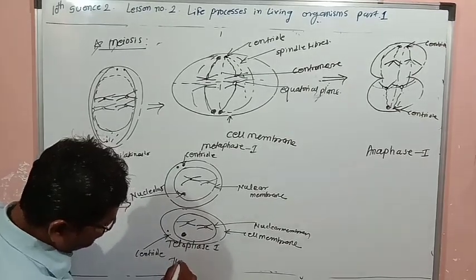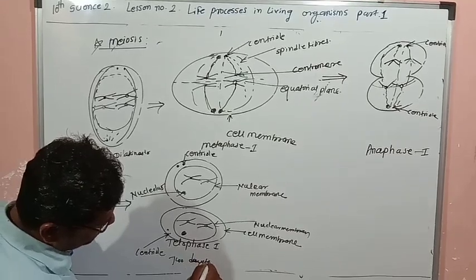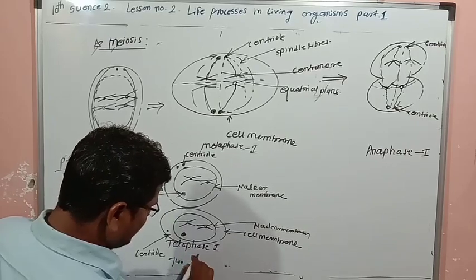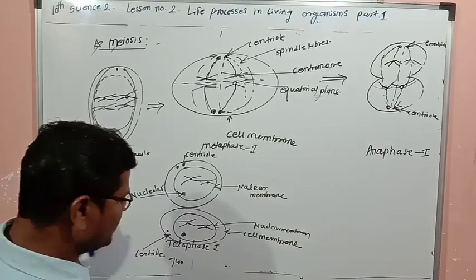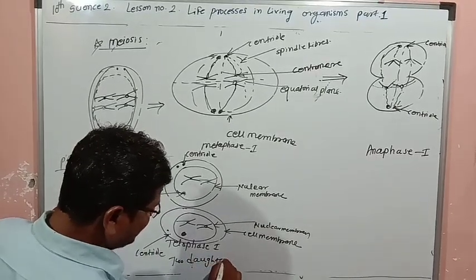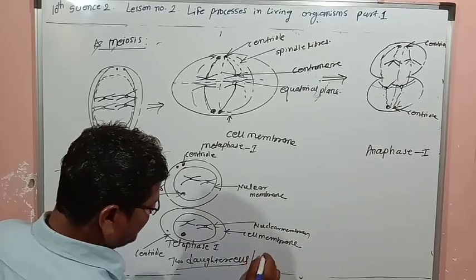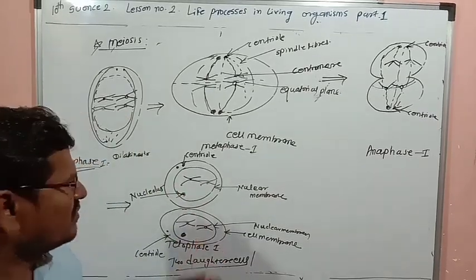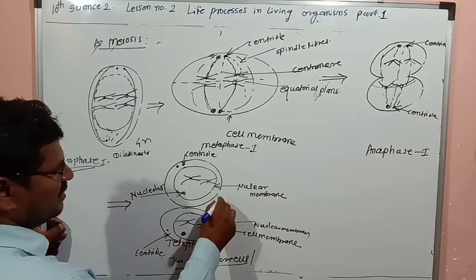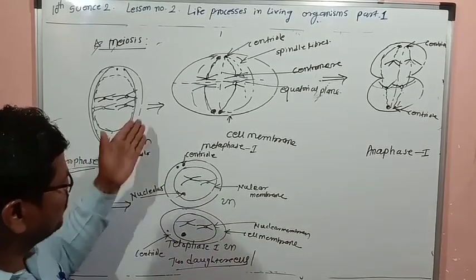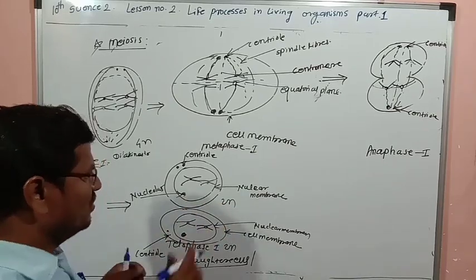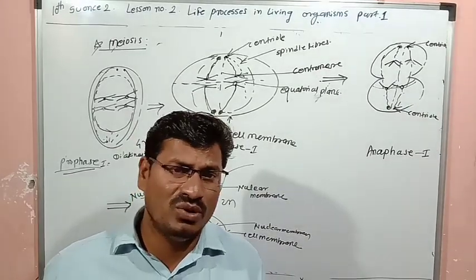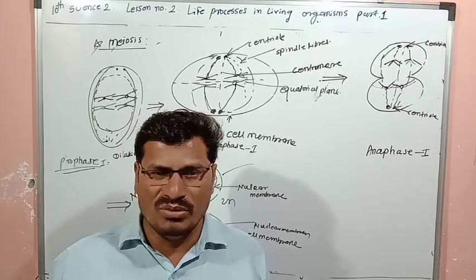What is produced? Two daughter cells, or haploid cells, are produced. Suppose we say daughter cells are produced, and these are haploid, means here 4 chromosomes are there and here 2 are there. That means 4n is reduced to 2n. That means the 4n number is divided and 2 cells are produced. One cell is here and another one is here. So this one is meiosis first.